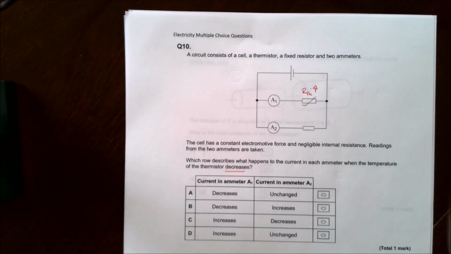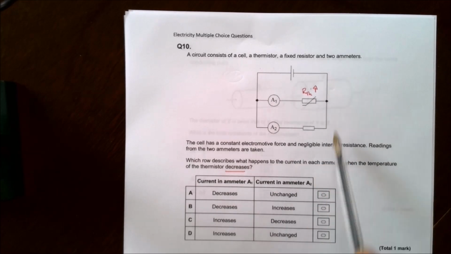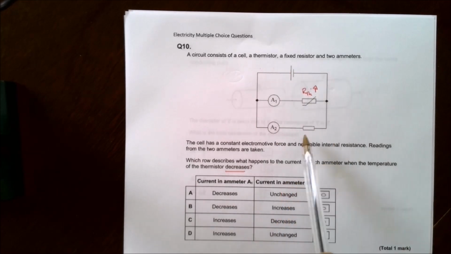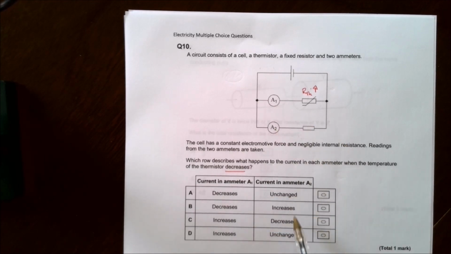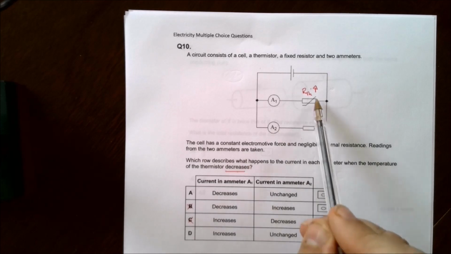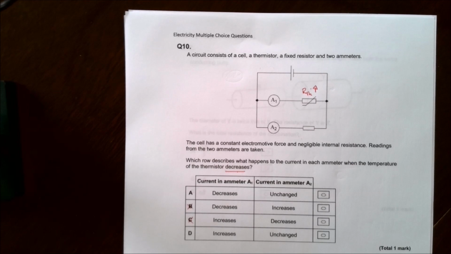The other thing you need to know is that for A2 down here, it makes no difference. You could take this part of the circuit out altogether, and the current around here wouldn't change because it's got the same EMF being applied to it. So in A2, the current is not going to change, so it's not B or C. But in A1, the temperature's gone down, the resistance has gone up, therefore the current's gone down, so A1 will decrease. So 10 is A.